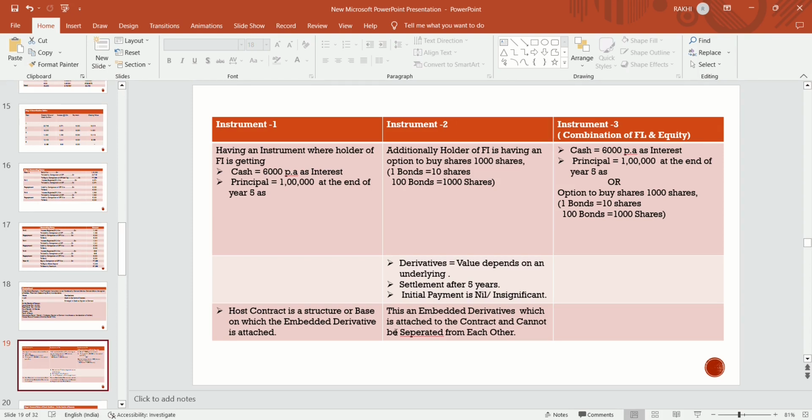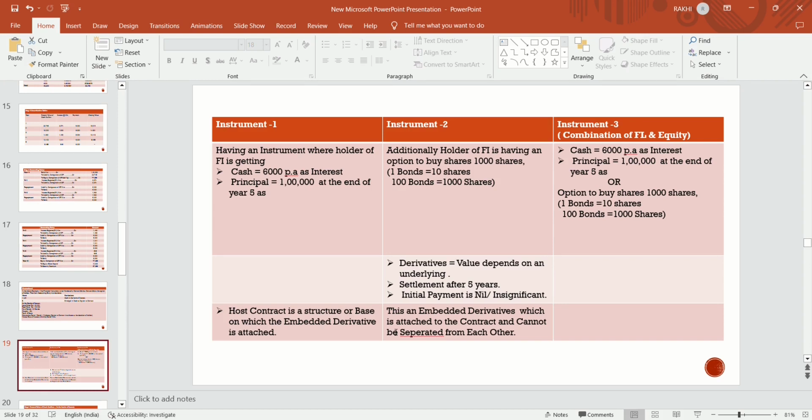Instrument 2: if additionally the holder of the financial instrument has an option to buy shares, 1,000 shares, so 1 bond equals 10 shares, 100 bonds equal 1,000 shares, and takes the option to convert into shares, then in that case it will be treated as equity in the books of the issuer, because this instrument is a derivative instrument.